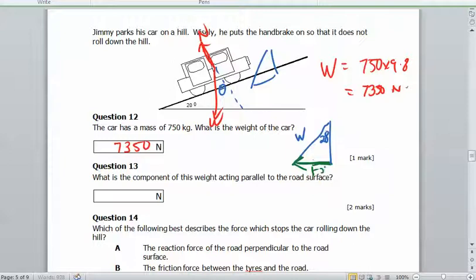We'll call it Fx. So what's that, Lewis? We're using sine or cosine, do you think? Sine. So we've got sine 20 is equal to Fx over its weight force. Weight force is 7,350, isn't it? So Fx is equal to 7,350 sine of 20. What is that? What do we get for that? Somebody?